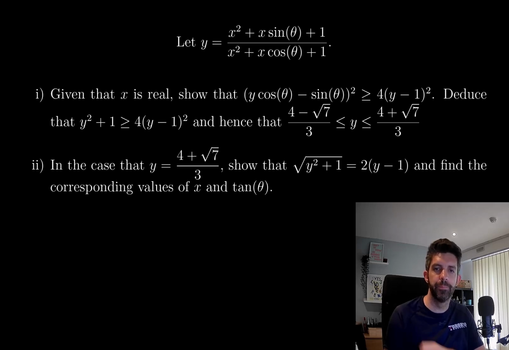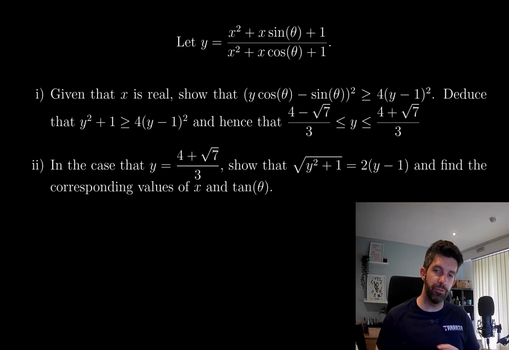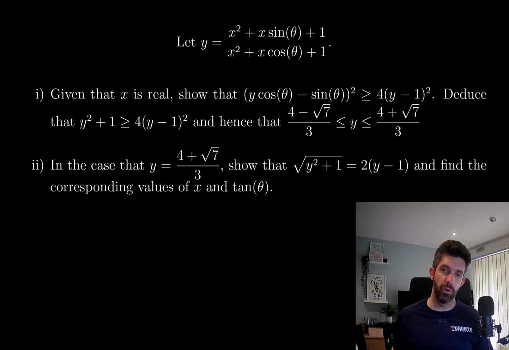It says, let y be equal to (x squared plus x sine theta plus 1) divided by (x squared plus x cosine theta plus 1). Given that x is real, show that y cosine theta minus sine theta squared is greater than or equal to 4 times (y minus 1) squared. Deduce that y squared plus 1 is greater than or equal to 4 times (y minus 1) squared, and hence that (4 minus root 7) over 3 is less than or equal to y is less than or equal to (4 plus root 7) over 3. Okay.